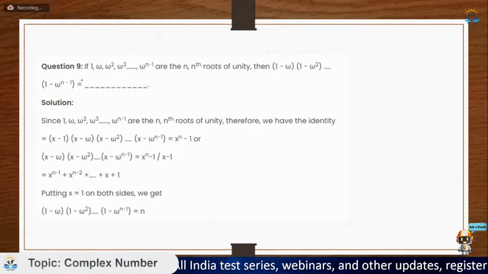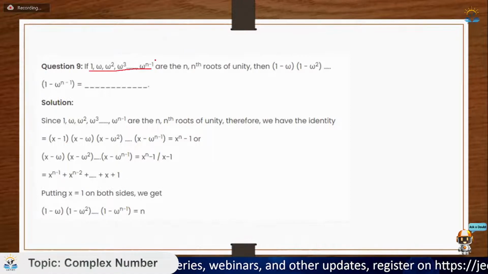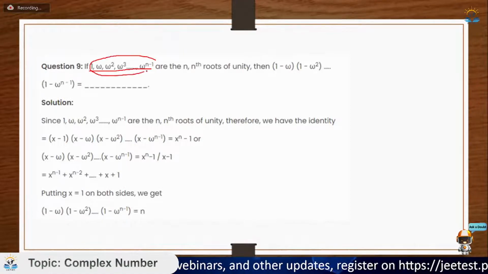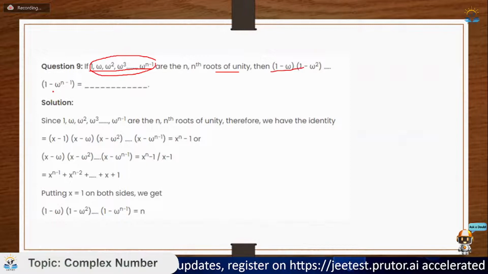Moving on to question number 9. If 1, ω, ω², ω³, and ω^(n-1), these are the nth roots of unity, then the value of this thing is equal to what?